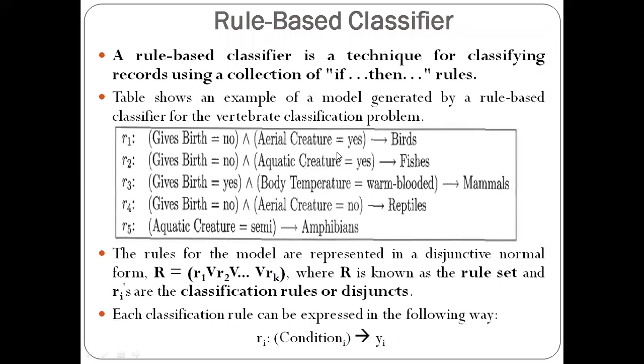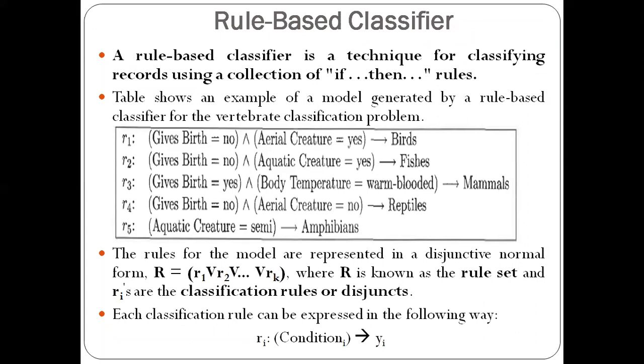Now coming to the second type of classifier, that is the rule-based classifier. In a rule-based classifier, the classification is done using a collection of rules. Those rules will be in the form of if-then. So we will have a set of if-then rules, and using these rules, we will be able to classify the given records. A rule-based classifier is a technique used for classifying records using a collection of if-then rules.